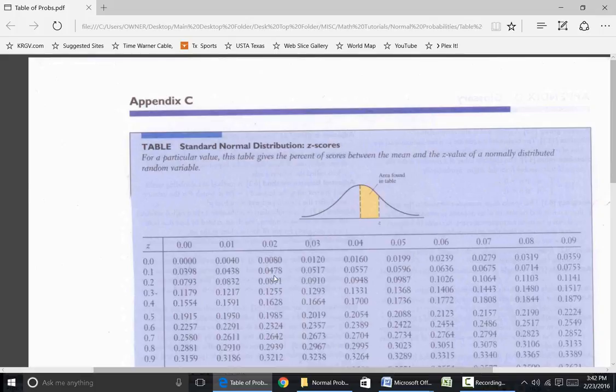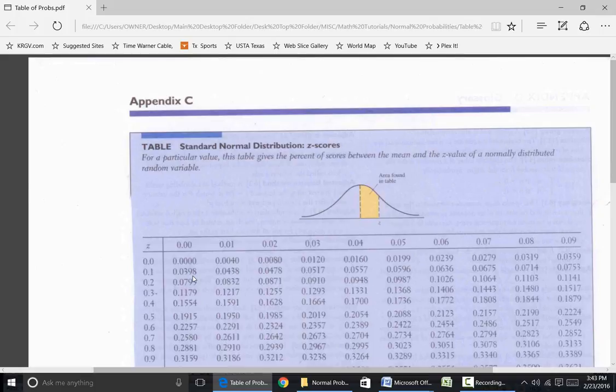Now I want you to keep in mind, let's suppose that it said the z-value was a negative 0.1. So now we're on the left side. So let's say the negative 0.1 is over here. Well, again, because of the symmetry, it's going to be the same answer as if it was a 0.1. So if it's a negative and you want the area between the mean and the value, just ignore the negative, and the answer would be the same, 0.0398 or 3.98%. So keep that in mind. Because of the symmetry, you can ignore the negative.